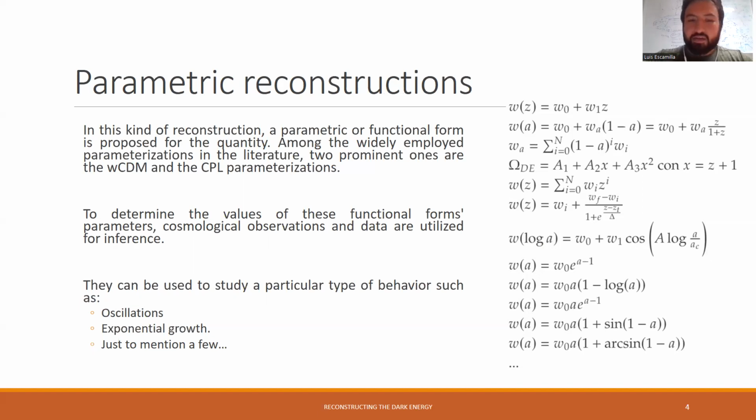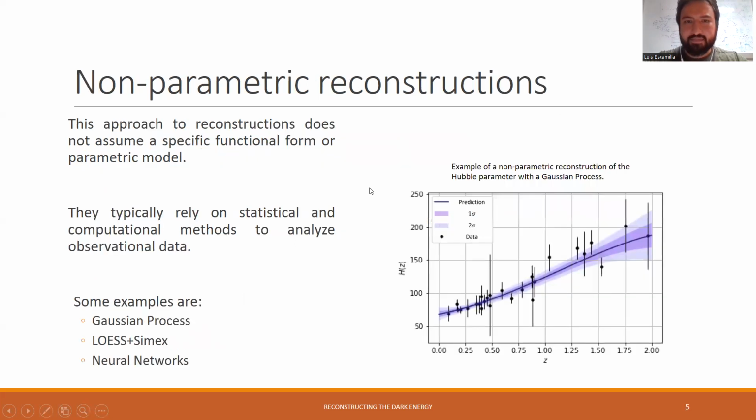And they can also be used to study some kind of behavior, such as oscillations or exponential growth or whatever you wish to propose. Here we have a list of examples of these parametrizations. We have a Taylor series. We have also cosines. We have logarithms. You can propose basically any function you want and see how it behaves with the data.